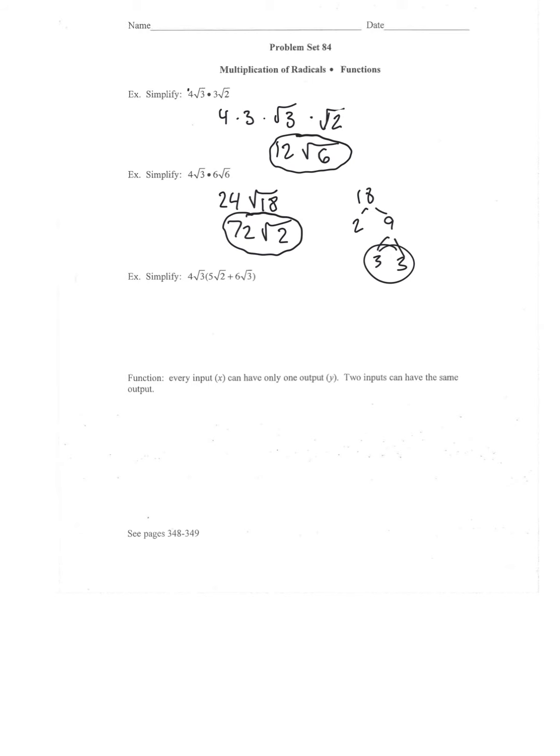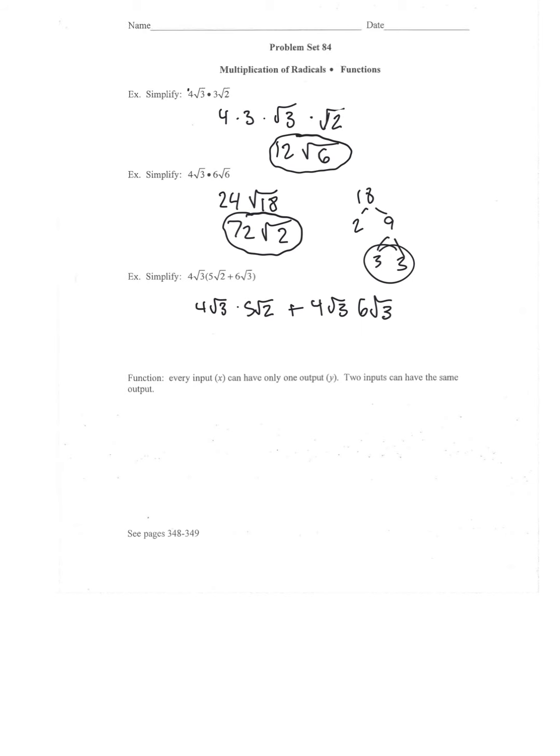So we can also distribute, as in this last example here for the multiplication of radicals, right? We have 4 root 3 times the quantity 5 root 2 plus 6 root 3. So what I'm going to do is distribute that 4 root 3 over the 5 root 2 and the 6 root 3. And what I would get is 4 root 3 times 5 root 2 plus 4 root 3 times 6 root 3.